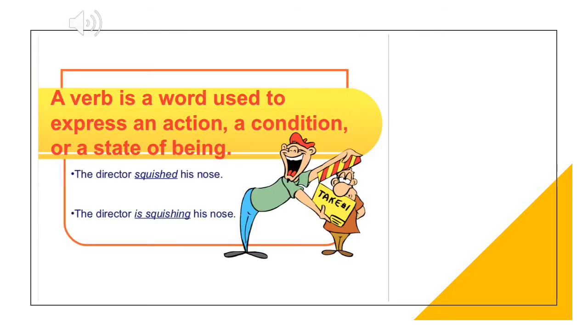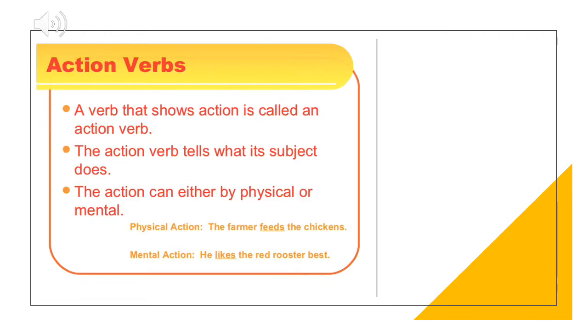Okay, so a verb is a word used to express an action, a condition, or a state of being. Okay, the director squished his nose. Squished is the verb. The director is squishing his nose. All right, let's go over a few types of verbs that you can find in sentences.